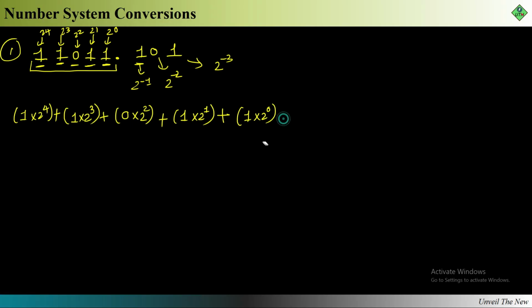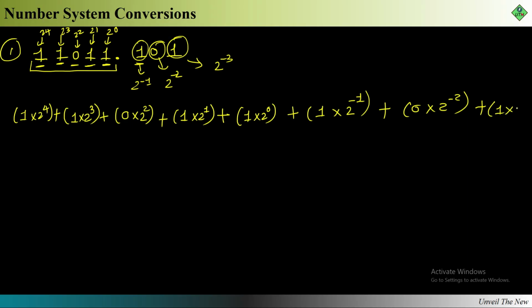Here I will remove this point, and now we can start our conversion. Here we are having 1, so 1 and its weight is 2 raised to minus 1, plus we are having 0, so 0 into 2 raised to minus 2, and finally we are having 1, so 1 into 2 raised to minus 3. So this is what we do. Now simply we will write the particular value. 2 raised to 4 is 16, 2 raised to 3 is 8, 2 raised to 2 into 0 is 0, 2 raised to 1 is 2, and 2 raised to 0 is 1.